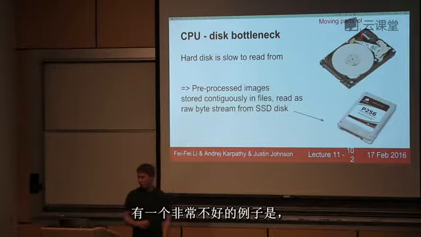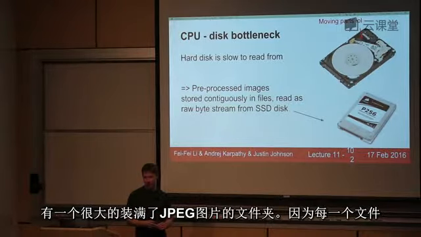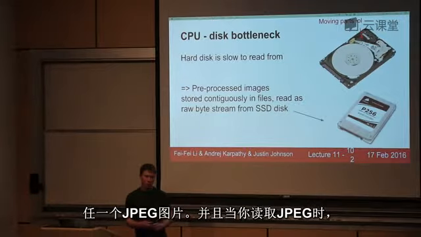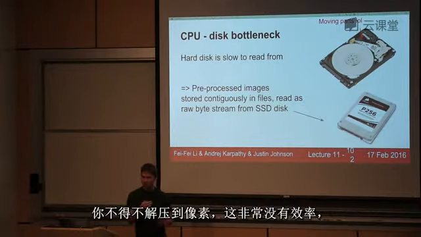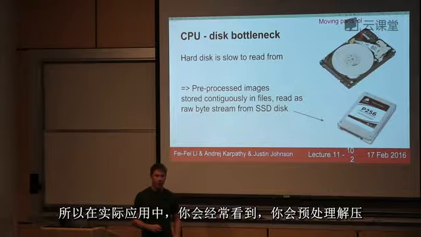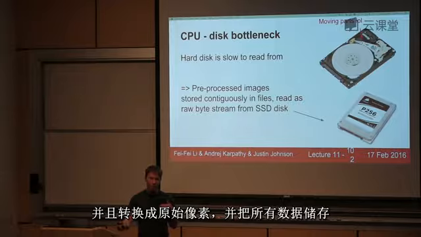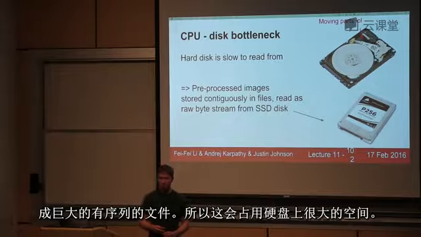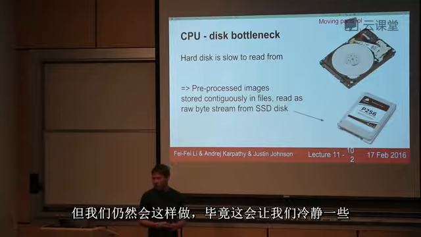One thing that would be really bad, for example, is to have a big folder full of JPEG images. Because now each of these images could be located in different parts on the disk. So you'd have to do a random seek to read any individual JPEG image. And now also, once you read the JPEG, you'd have to decompress it into pixels. So that's quite inefficient. So what you'll see a lot of times in practice is that you'll pre-process your data by decompressing it and just writing out the raw pixels for your entire data set in one giant contiguous file to disk. So that takes a lot of disk space, but we do it anyway because it's all for the good of the ConvNets.